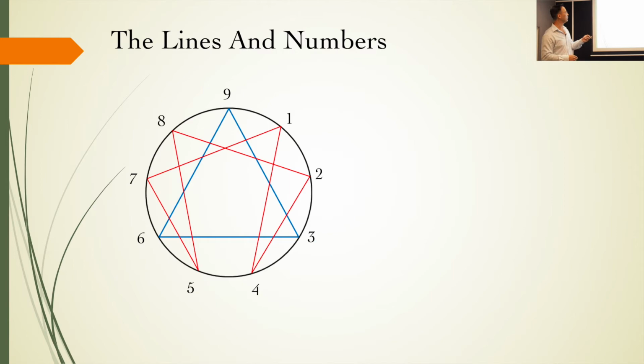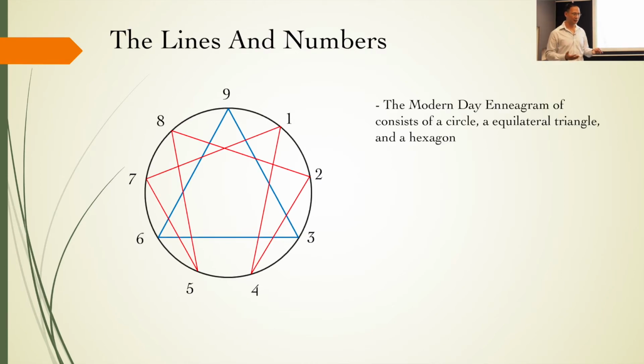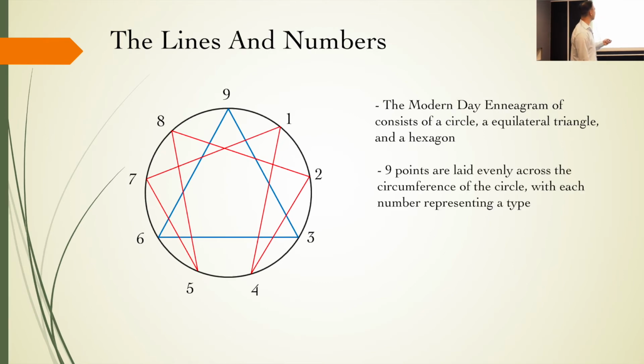But if you're the 1, 4, 2, 8, 5, 7, there are slightly different qualities to it. You're moving around. That's what a lot of the theory says. You've got to check that out for yourselves, how that works with you. So the Enneagram consists of a circle, an equilateral triangle, and that hexagonal shape.